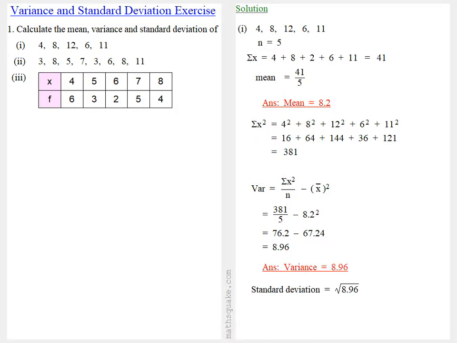Now the standard deviation is the square root of the variance. So it's the square root of 8.96, or 2.9933. So the standard deviation is 2.99, rounded off to 2 decimal places.